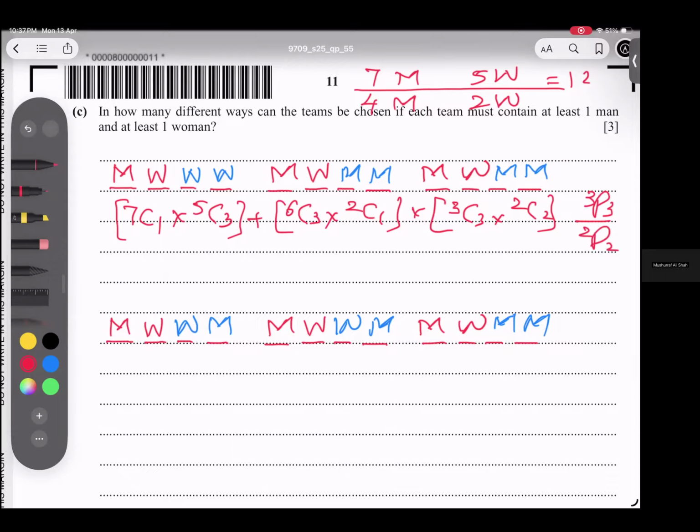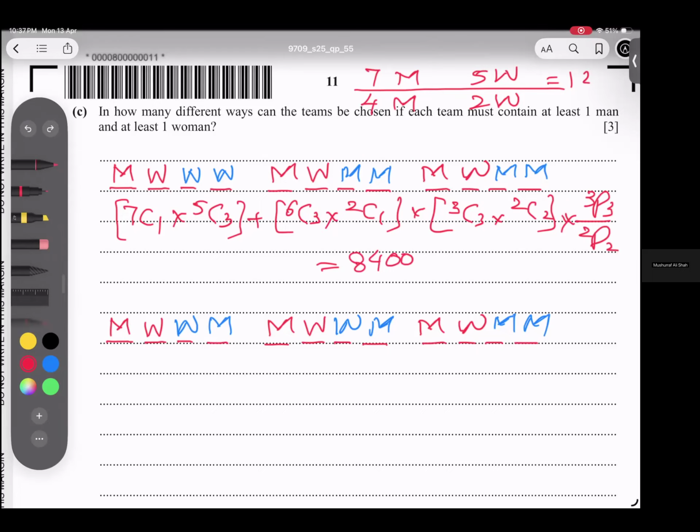So when you multiply with this answer, 3P3 and divide by 2P2, our answer turns out to be 8400. So I think you got my point. Again, my question is that maybe some people are not understanding why I wrote this number. Let me repeat once again why I wrote this number.